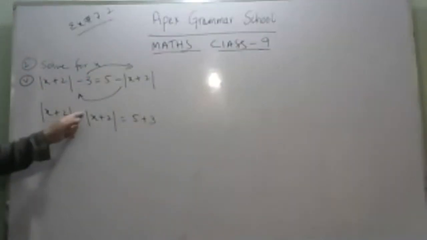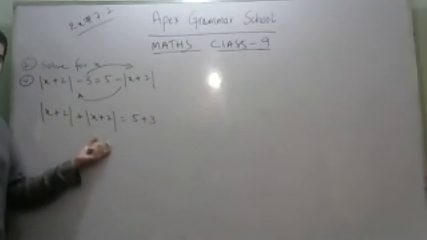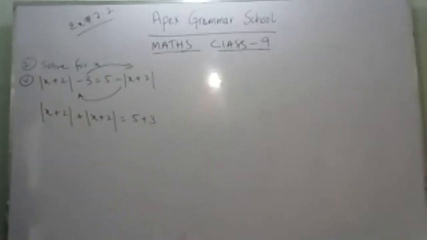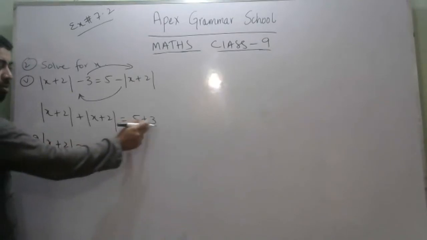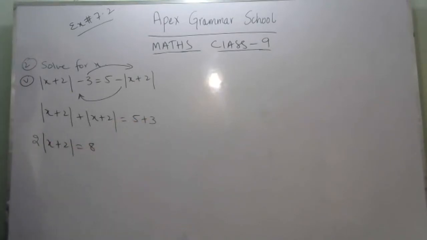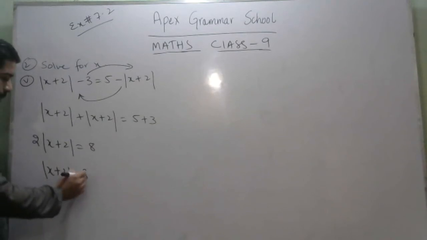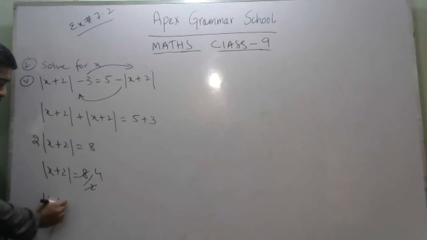This mod coefficient is 1, this mod coefficient is also 1. Meaning to say this is x plus 2 and this is x plus 2, after adding them, it will make 2 mod x plus 2 is equal to 5 plus 3, answer is 8. Now you can see that this x plus 2 is not independent. To make it completely independent, this 2 will be divided on the right hand side. 2 4s are 8.